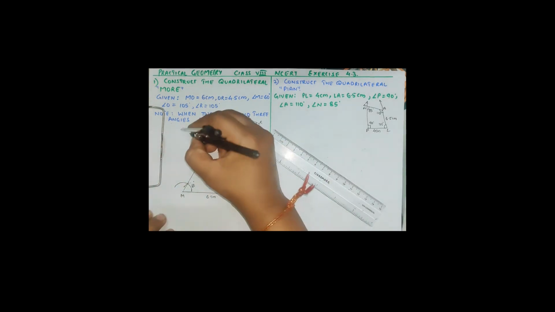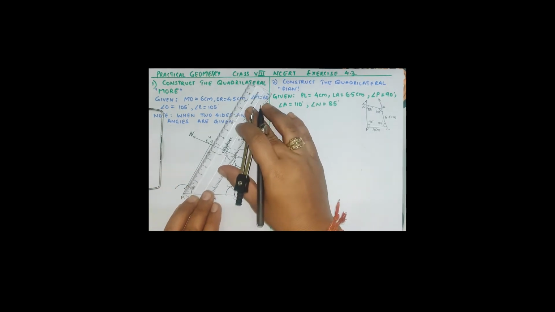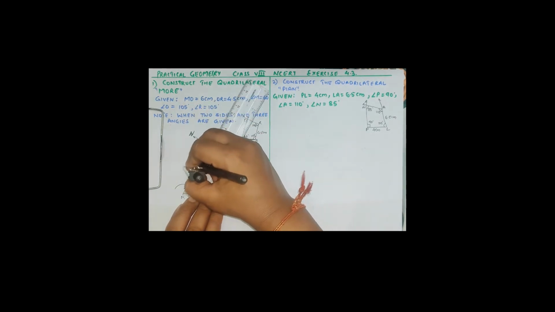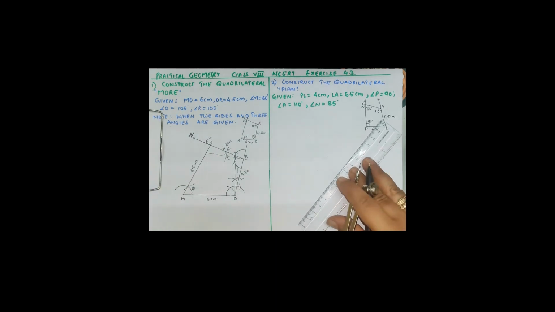Now see, let's MY and RZ, it is Z not N. Okay, will meet at point E and this will be your required quadrilateral MORE. Measure this ER which is equal to 4.3 centimeter and here measure this ME which is equal to 6.5 centimeter. This is your required quadrilateral MORE.